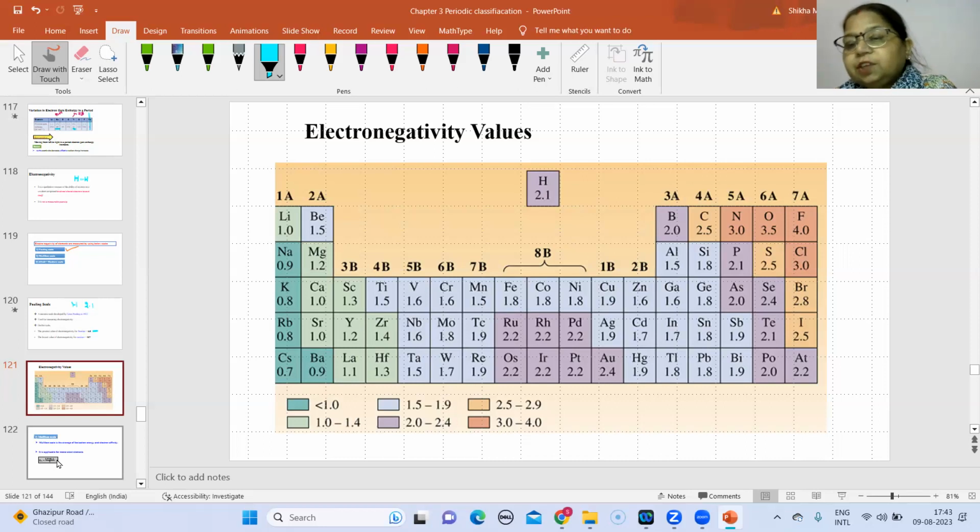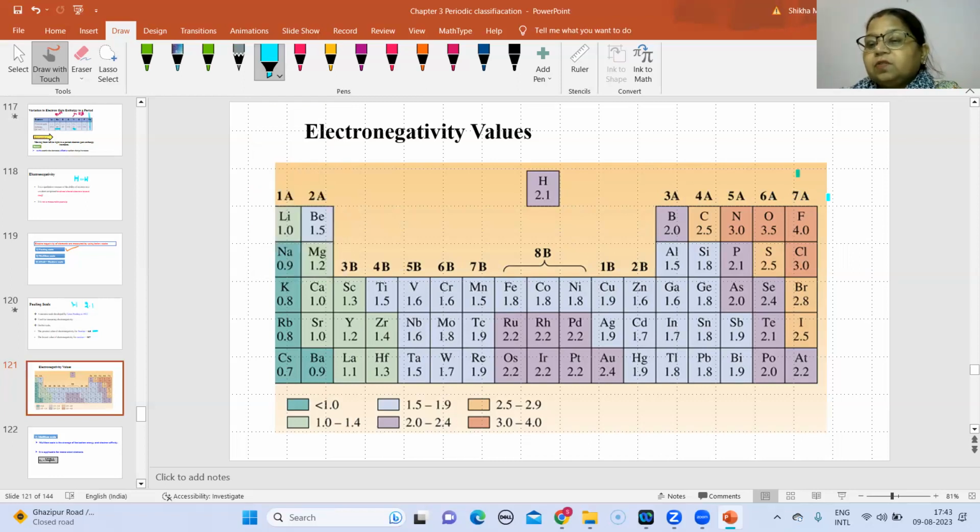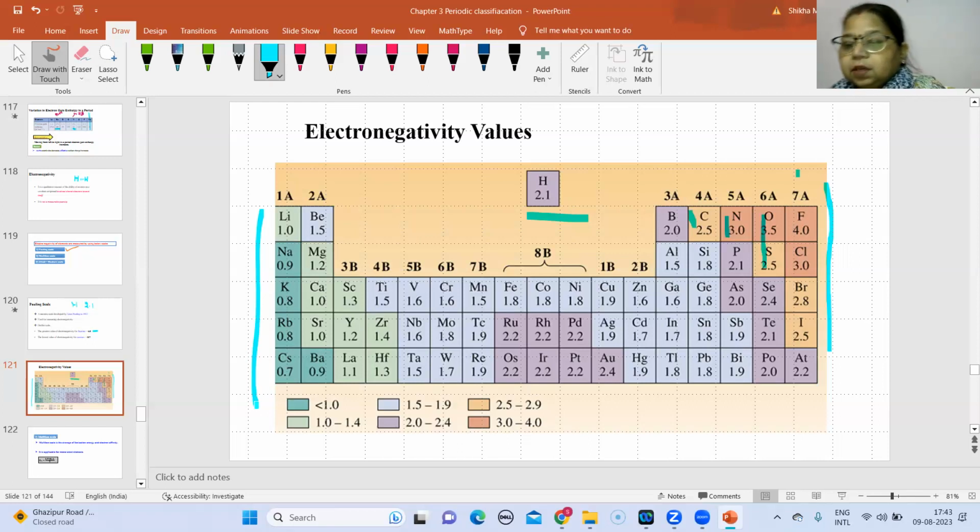So I'll appreciate it if you people can note down the electronegativities of halogens, that is fluorine, chlorine, bromine, and iodine, then oxygen, sulfur, nitrogen, carbon, and hydrogen, and all the group 1 elements. Is it clear? Please note down these electronegativity values. They will help us in the next chapter.